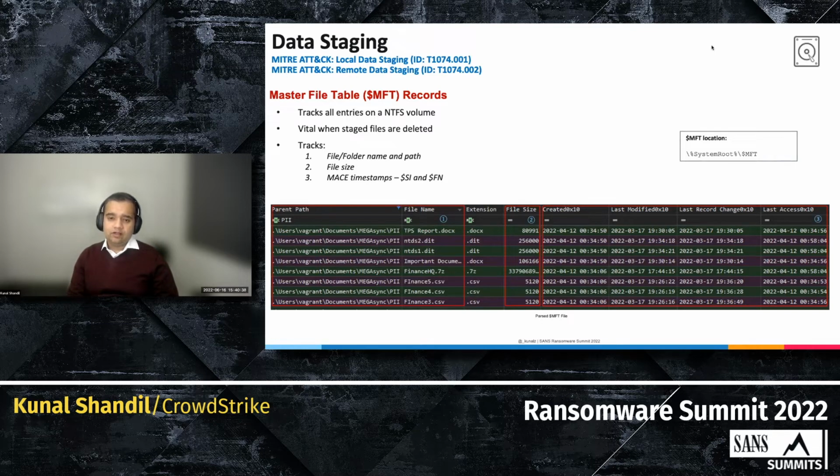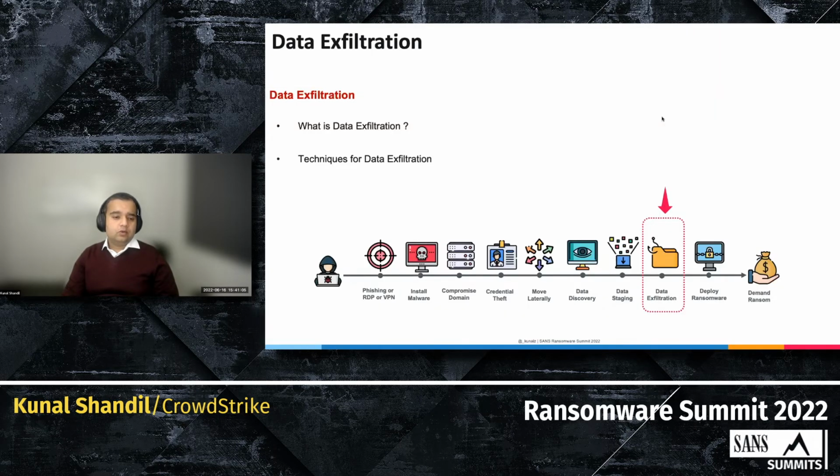Once we identify the staging directory path, we can identify the name and the size of the files that were potentially exfiltrated by the threat actor. However, in some cases, MFT records for a particular file can be overwritten. And in that scenario, we can leverage another NTFS artifact, which is USN Journal. So what are USN Journal records?